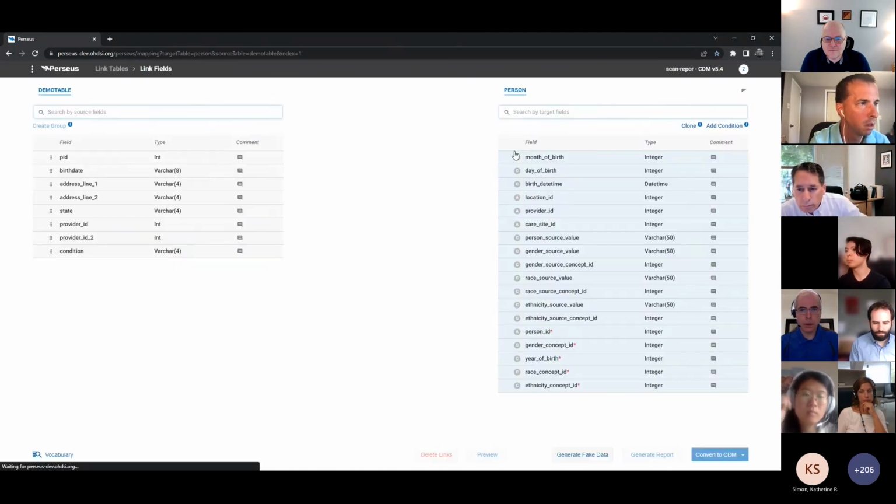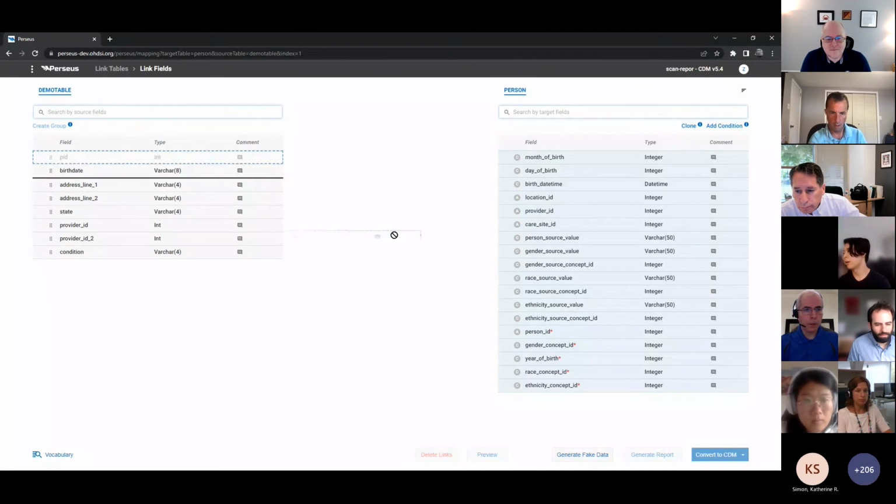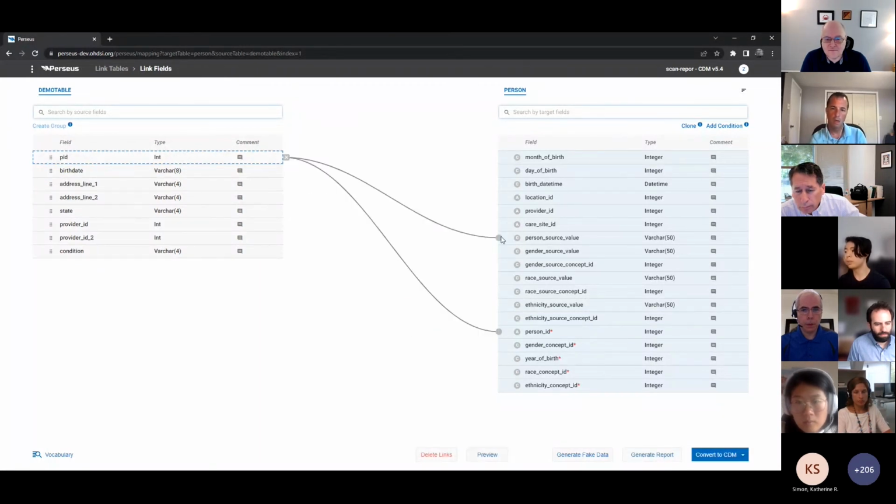If I double click here, we get a closer zoom of all the destination columns and all the source columns. When we're doing our mappings, it really is just dragging and dropping. I've taken this identifier and I want to map it to the person source value as well as the person ID. These are the integral columns needed for the mapping. It also shows the typing: our source value is an integer, and we want to map to a variable character and an integer. You can always cancel that particular mapping if you don't want it.